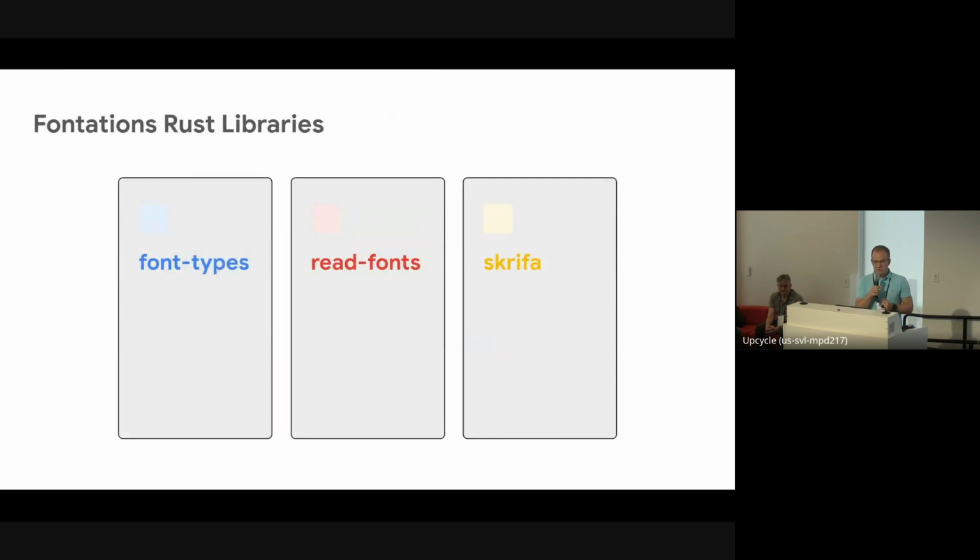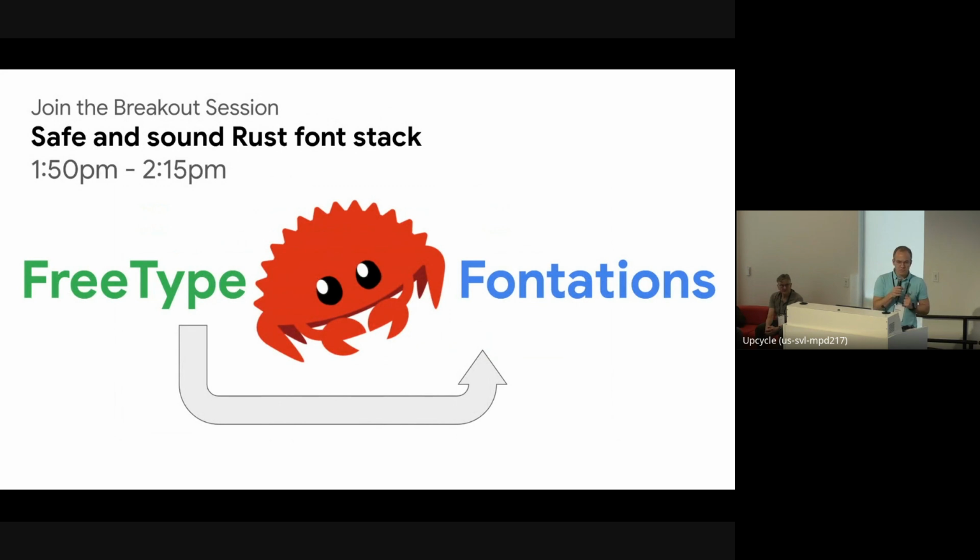Fontations consists of mostly these 3 libraries: font-types, read-fonts, and Skrifa. Font-types is the basic types, read-fonts is parsing, and Skrifa is higher level functionality. If you're interested to learn more about this, come to the session at 1:50 today. Thank you.